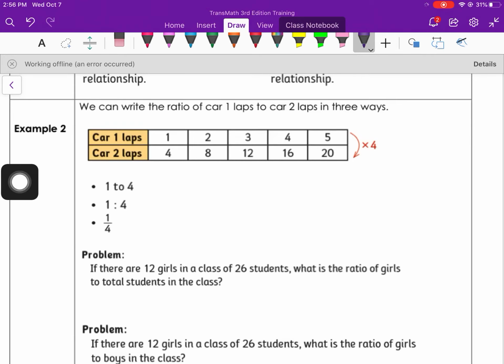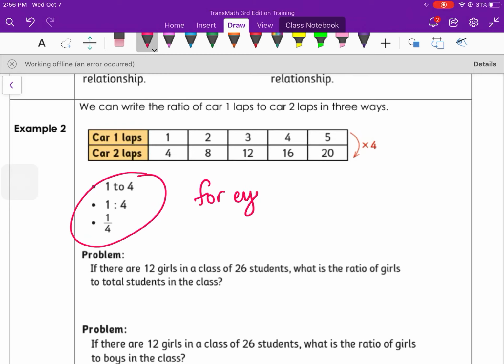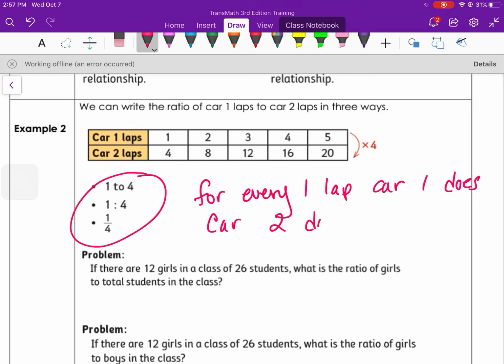So basically, car 2 does 4 laps for every 1 lap that car 1 does. So the ratio is 1 to 4. It can be written all 3 ways here: 1 to 4, 1 colon 4, or 1 over 4 as a fraction. So for every 1 lap car 1 does, car 2 does 4 laps. That's what that means.